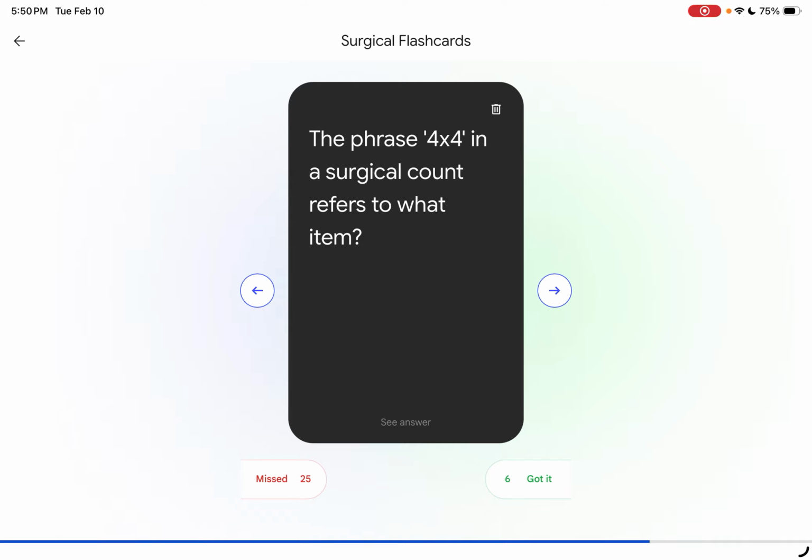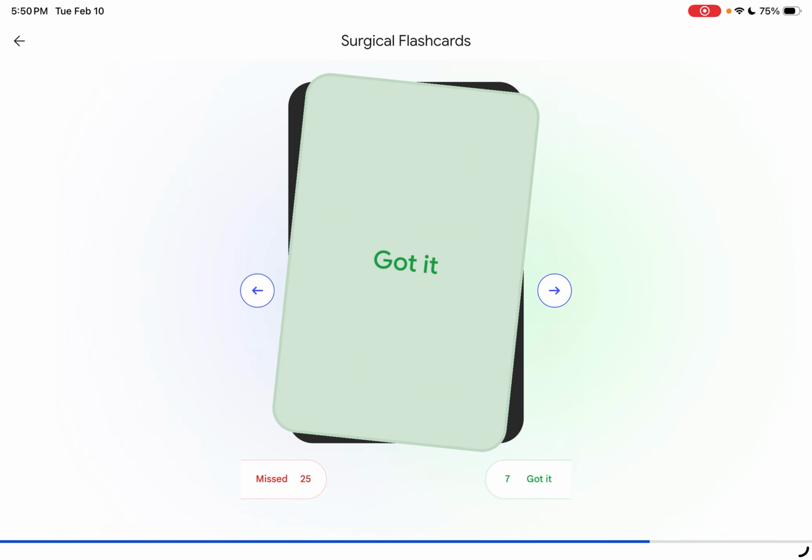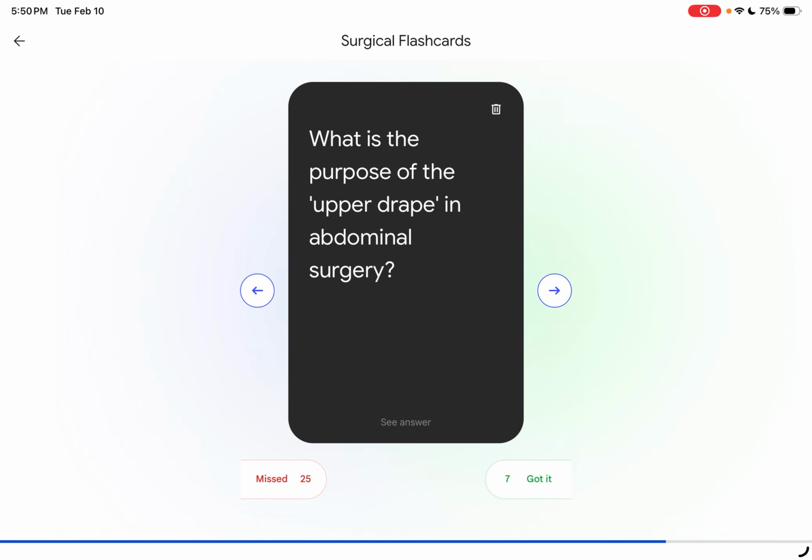The phrase 4x4 in a surgical count refers to what term? Gauze. Hindi ko yung got it ha, pero sige na lang.